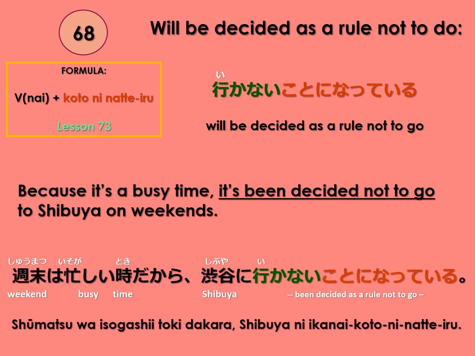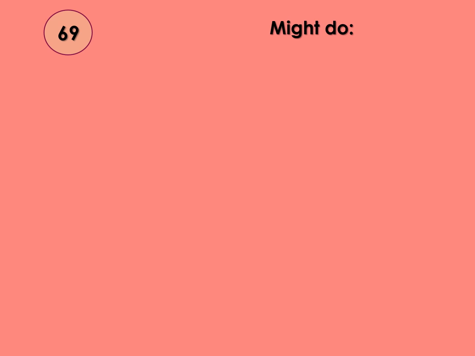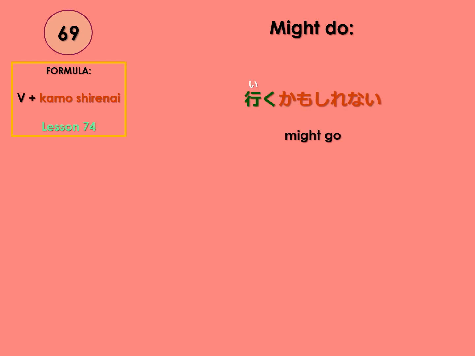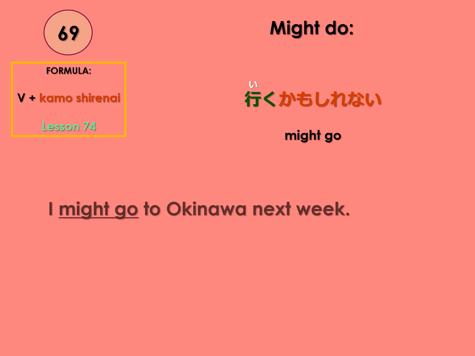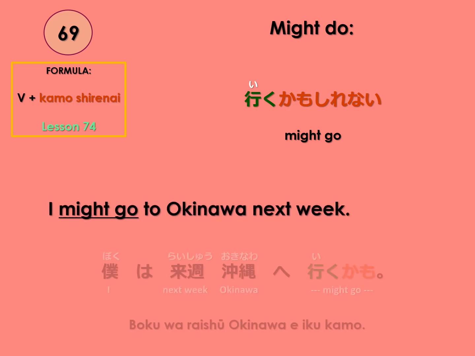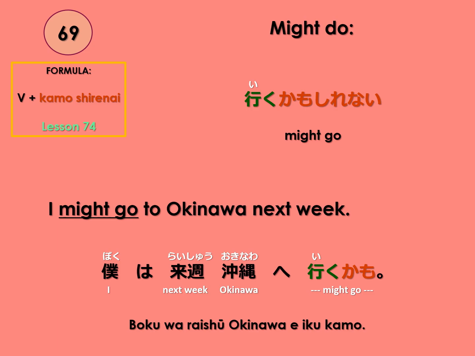週末は忙しい時だから渋谷に行かないことになっている。69番 might. This means little chance of happening. Formula is full conjugation of the verb plus かもしれない。Lesson 74. Might go. 行くかもしれない。I might go to Okinawa next week.